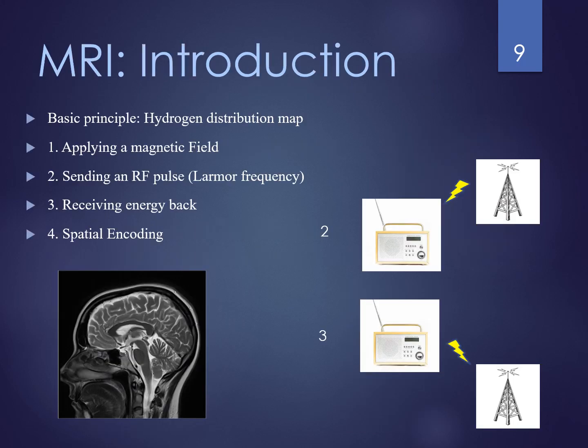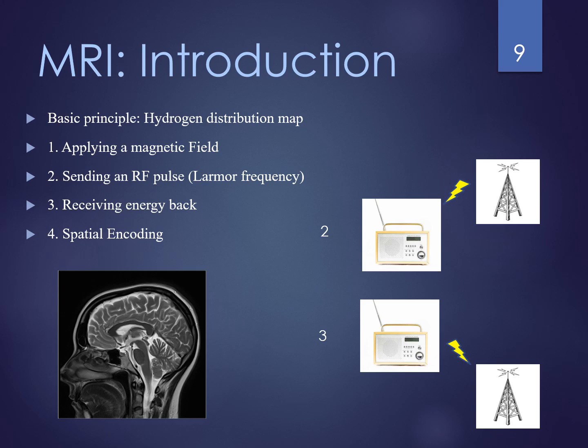MRI, or magnetic resonance imaging, is basically a hydrogen distribution map, although it can be a map of different atoms for different applications, but the most common one is hydrogen. The basic idea of MRI machines is, first of all, a magnetic field is applied, making the protons, or the hydrogen atoms, act as a radio station.